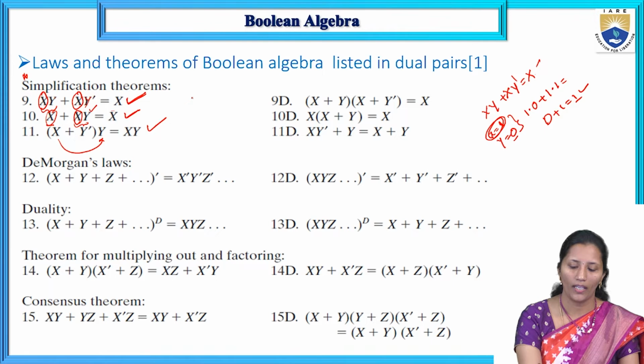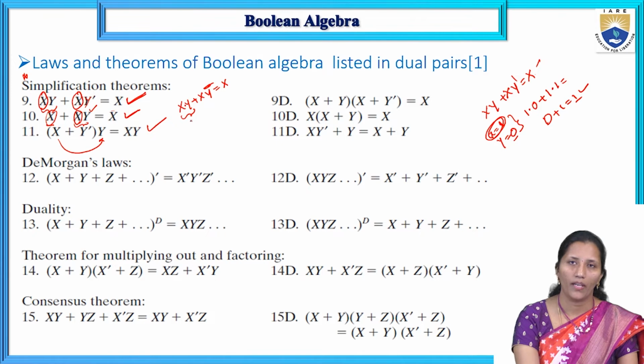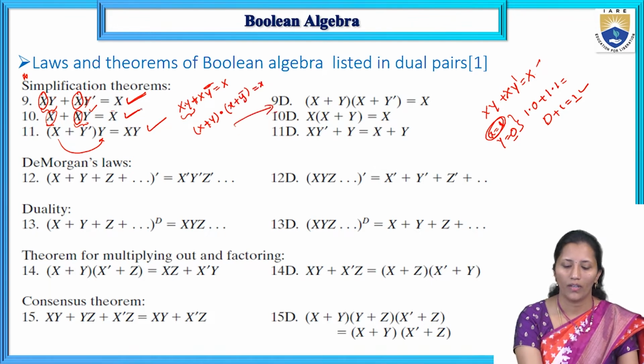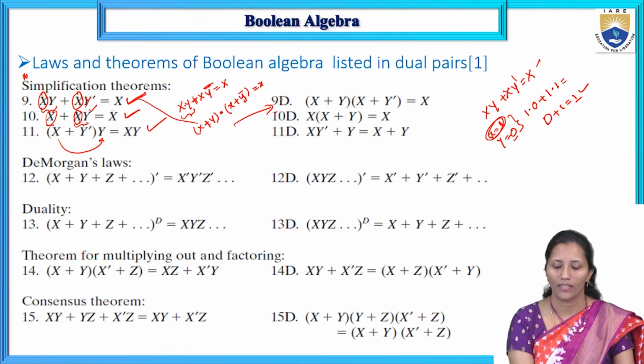So duality, how will we write this one? x plus xy bar is equal to x. So we have to write the duality for this one. So x and y are here, and we are performing the AND operation. So these will be performed in the duality. Here we have plus, so here we will get AND. x plus y bar is equal to x. So this is the duality of this equation: x plus y into x plus y bar is equal to x.